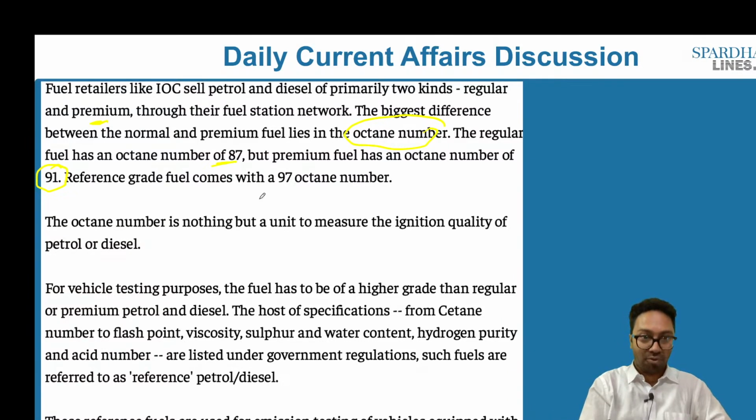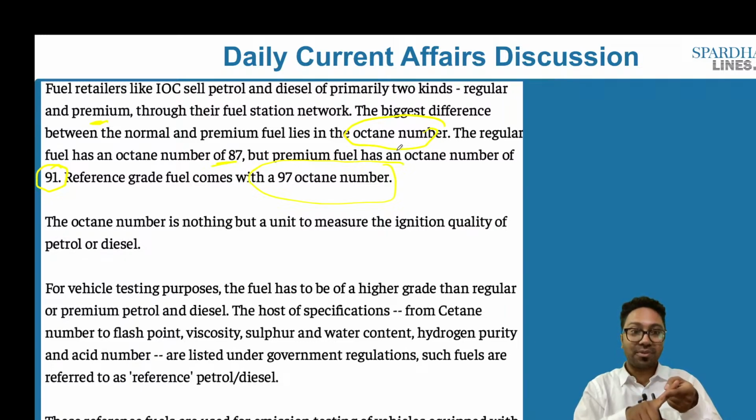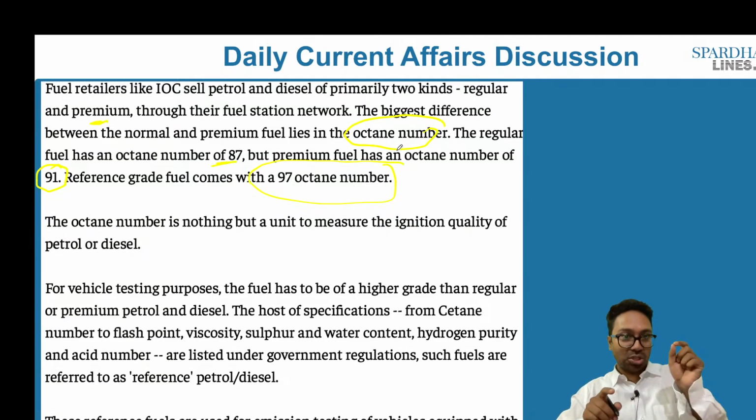The reference grade fuel comes with the 97 octane number. So the octane number is the highest when it comes to reference fuels. When it comes to normal fuels, it is 87. When it comes to premium fuels, it is 91. When it comes to reference fuels, it is 97. So where do we have the maximum octane number? It happens to be in the reference fuels.